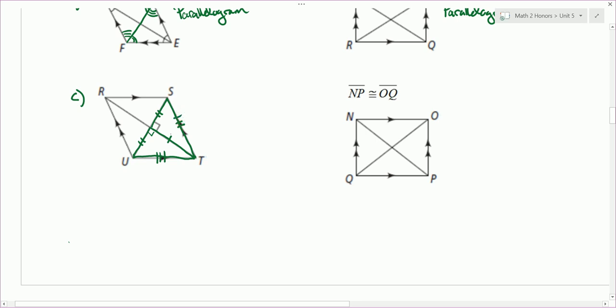And well, in a parallelogram, opposite sides are congruent, so that tells us all four sides are congruent. So now we have a rhombus. There's nothing that tells us that it's got four right angles on the edges, so it's not necessarily going to be a square. So rhombus is as good as we can get here.